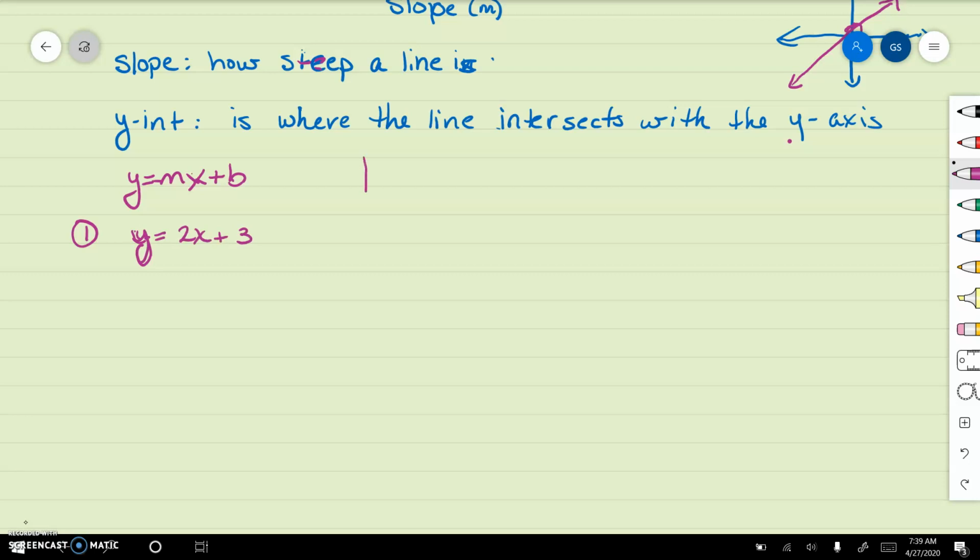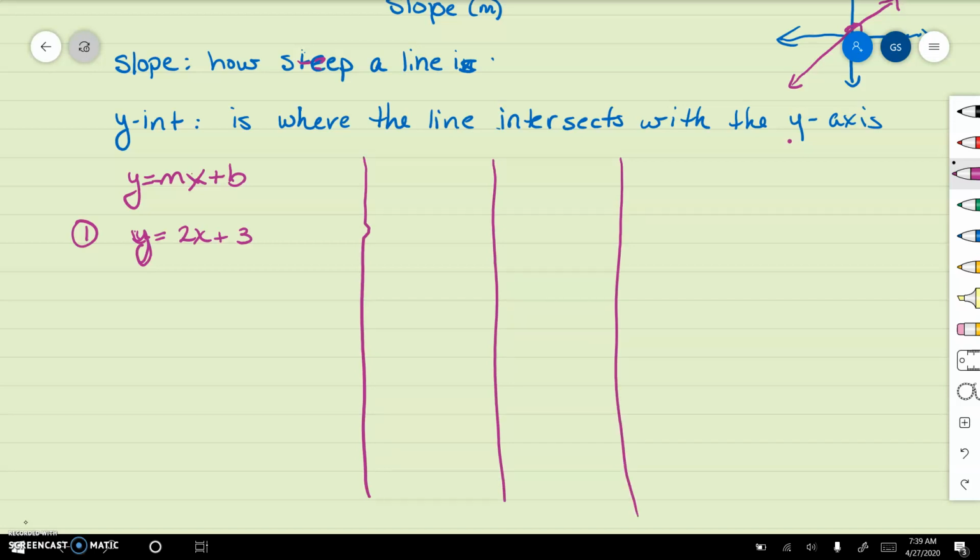And what I want you to do is make two columns. One of them is going to say slope, and one is going to say y-intercept. We're going to shorten that to y-int. Okay? Remember, slope is your m value, and y-intercept is your b value. So in the place of the m is a 2, so that's your slope. In the place of your b is a 3, that's your y-intercept. Okay, so those should be pretty easy when they're set up like that.